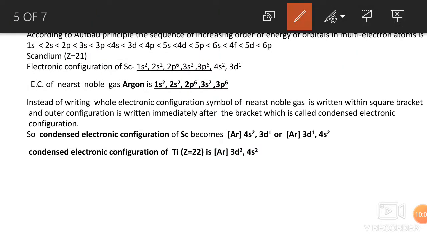Scandium has atomic number 21. That means we have to fill the total 21 electrons in subshells. According to the sequence of the above principle, the filling of orbitals is 1s2, 2s2, 2p6, 3s2, 3p6, 4s2, and the last electron enters the 3d subshell, so the last subshell configuration becomes 3d1. So this is the electronic configuration of scandium.